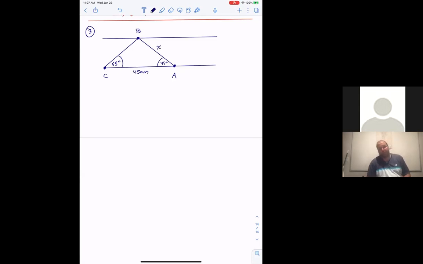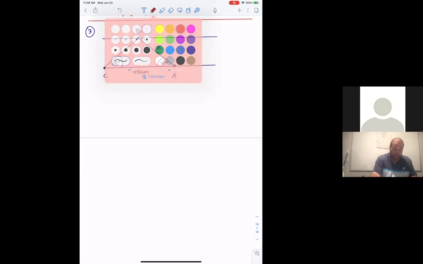Well, let's take a look. I don't have two sides. I cannot use the law of cosines. I do not have an angle side pair. I cannot use the law of sines. So I have to go to geometry. I have two angles, 55 and 45, which adds to 100, which means the last angle is 80 degrees.